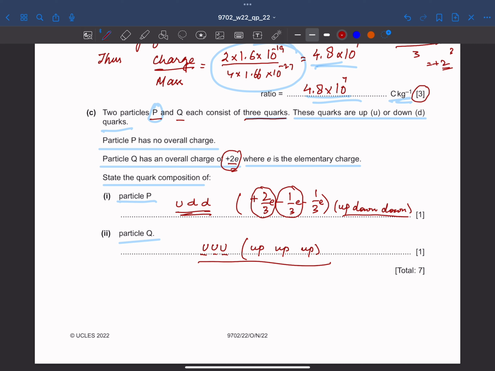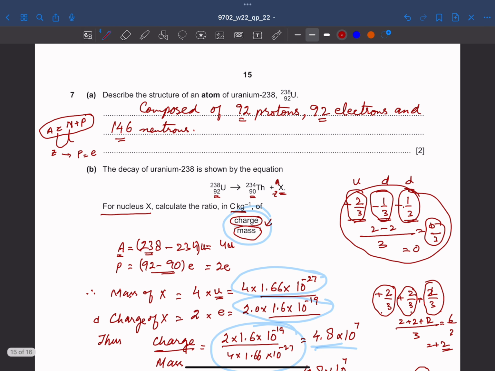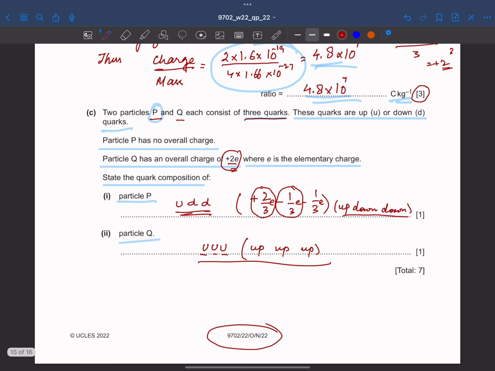So this is your paper, which is nothing but 9702 22 October November 22. So I hope you have understood the discussion, and very soon I will upload another variant which is 2.1. I think I have already uploaded 2.3 on my channel.